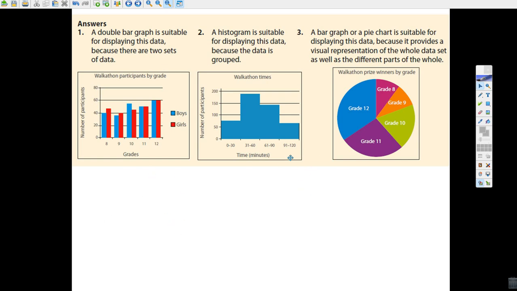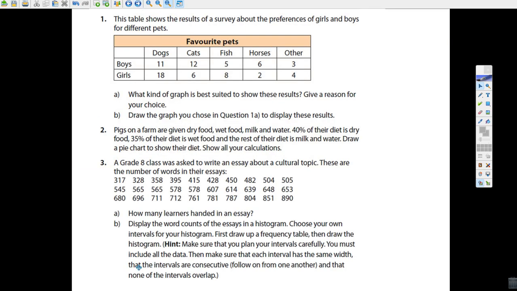You have to make a decision of which would be the best way to represent the data. And here are the questions you're going to be doing yourself.